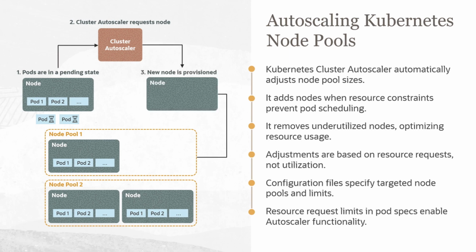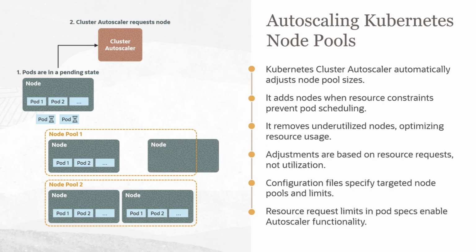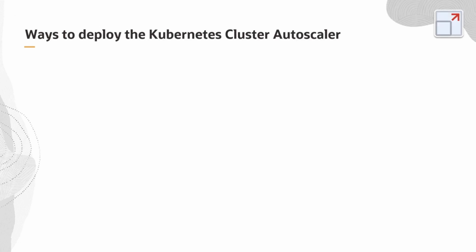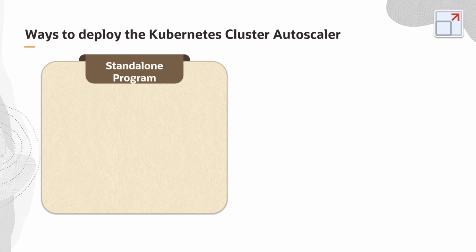A new node is provisioned and later these pods that are in pending state are scheduled on the new node. Let's look at the two possible ways using which you can deploy the Kubernetes cluster autoscaler. I'll first talk about the standalone program.